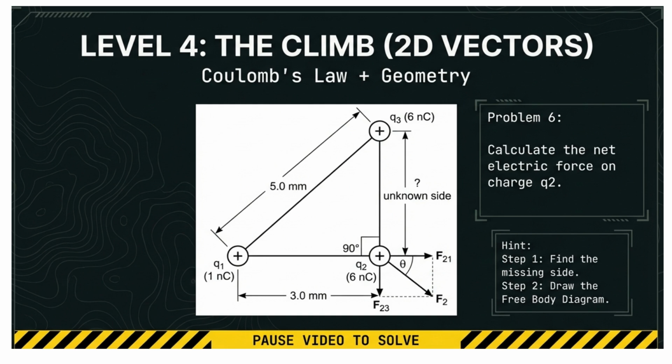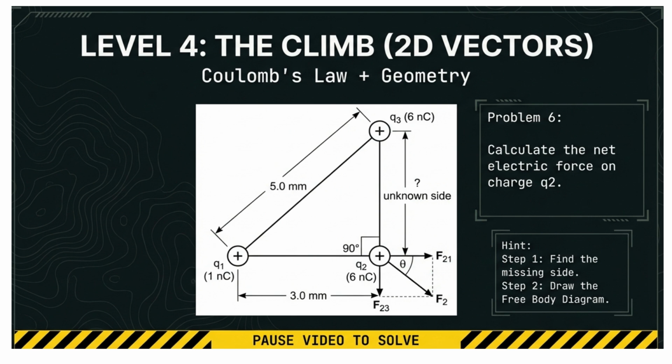Step 1. Solve the geometry. Look at the right triangle formed by the charges. We know the hypotenuse is 5.0 millimeters, and the base is 3.0 millimeters. Using the Pythagorean theorem, we find the vertical side. The distance between Q2 and Q3 is 4.0 millimeters. This is a classic 3-4-5 triangle.